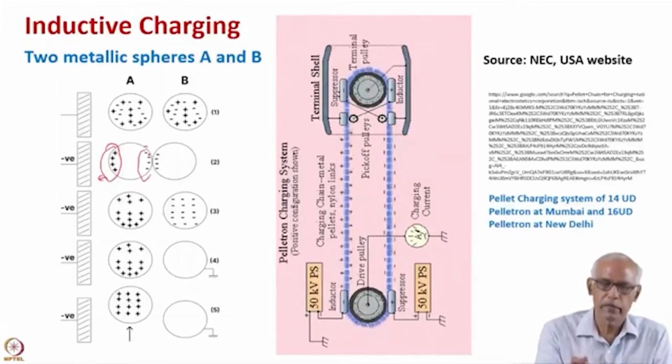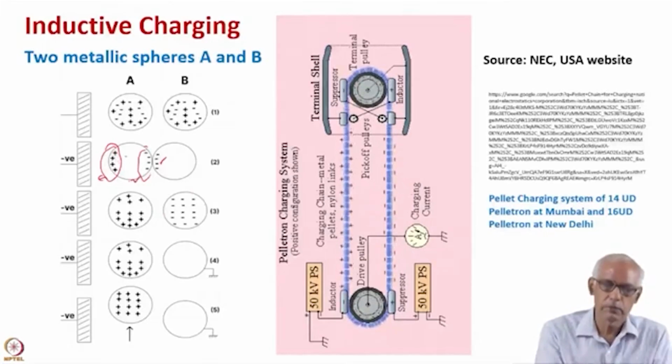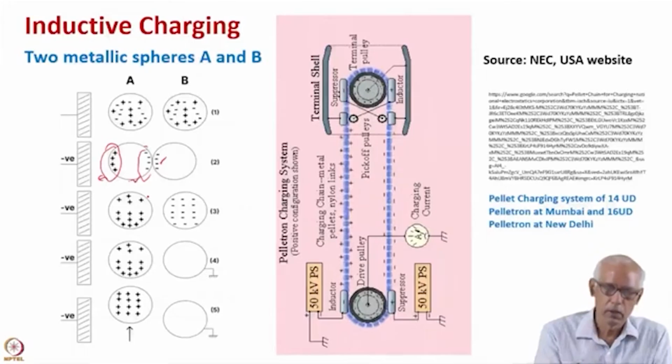Now if you bring this second sphere, which was neutral earlier, close to the first one after applying the negative voltage and bring them in contact, then because they are metallic spheres, this negative charge will be transferred to this. The third stage is that if you remove this second metallic sphere, then these two spheres are separated. Positive charge on the first sphere will be uniformly distributed and the negative charge on the second. So this will be condition number 3.